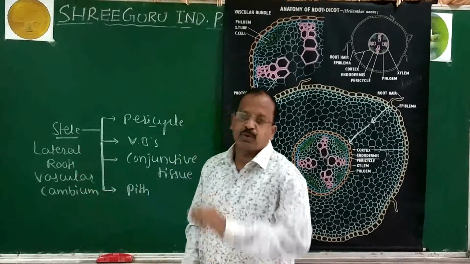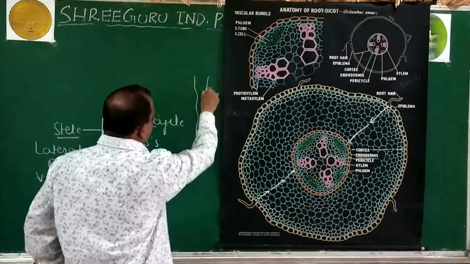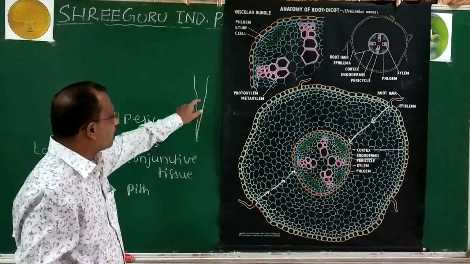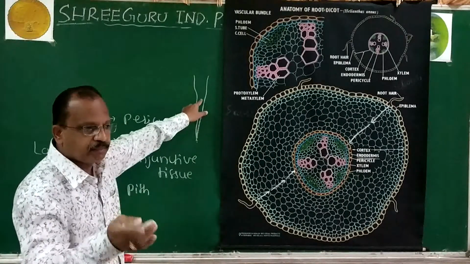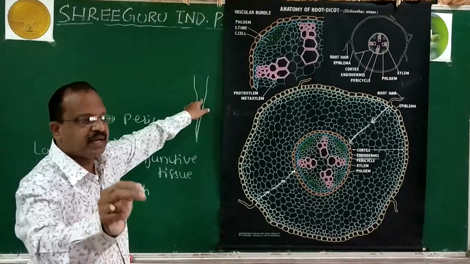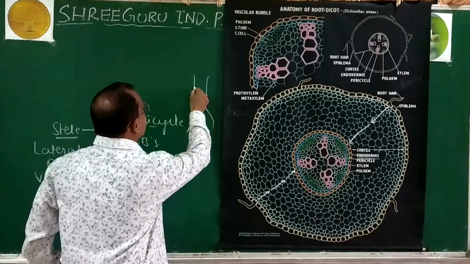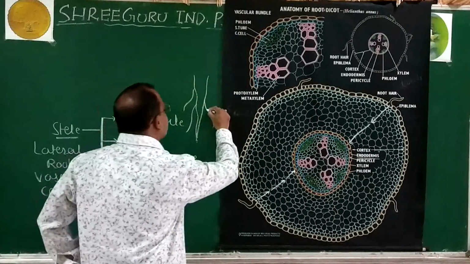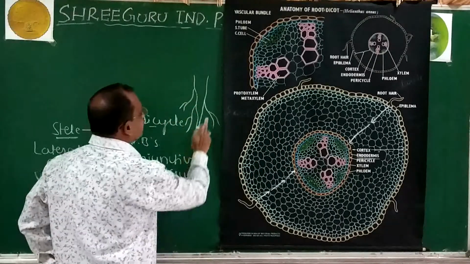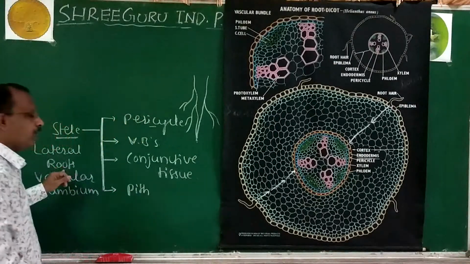Lateral roots. Back to morphology. I hope that you have remembered this line. If the root develops from the radicle, then it is called a taproot or primary root. When the primary root produces branches, they are called secondary roots. When secondary roots further produce branches, they are called tertiary roots. Secondary and tertiary together constitute lateral roots.